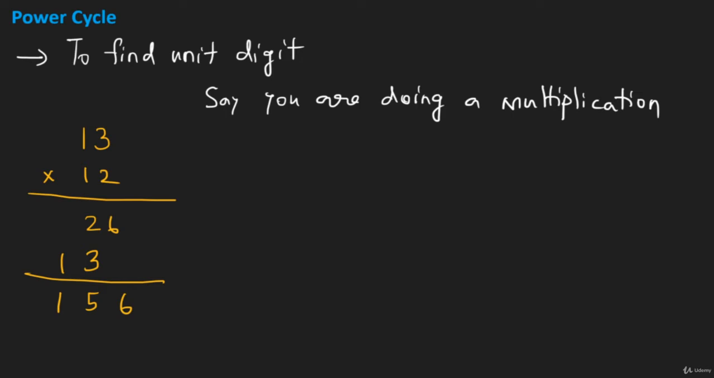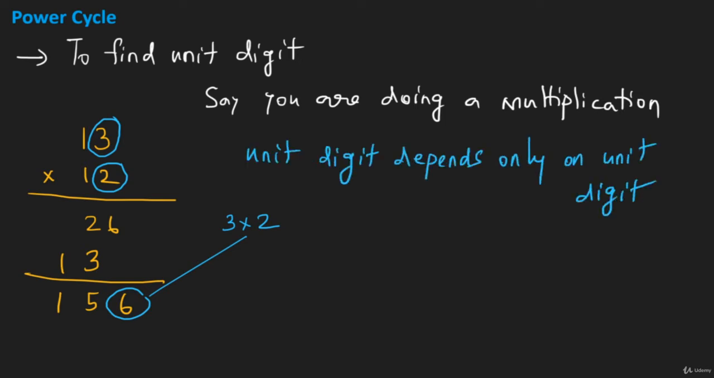Now you can note that you got the unit digit 6 in the answer just by multiplying the unit digits in the numbers which you were multiplying. So you can see that over here you have 6, and 3 into 2 is equal to 6. Therefore we can observe that the unit digit depends only on the unit digit. So basically the unit digit in the answer depends only on the unit digit of the numbers that you are multiplying.